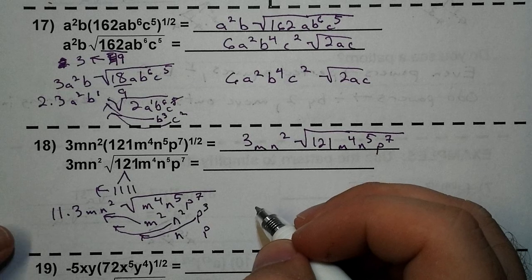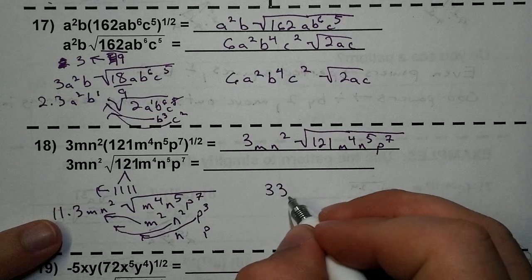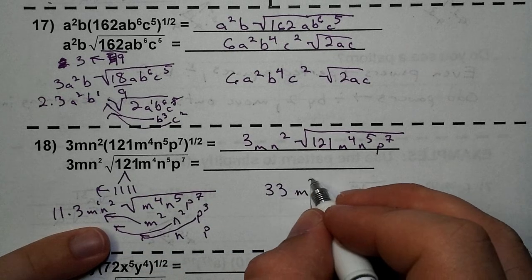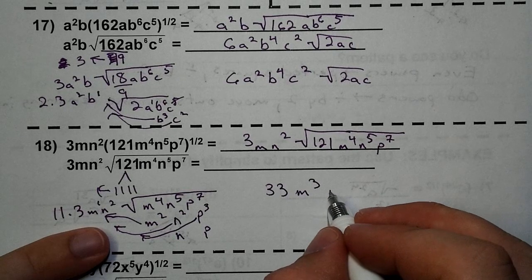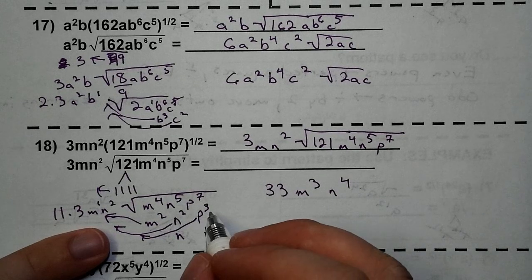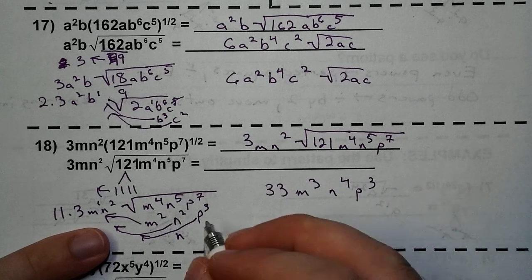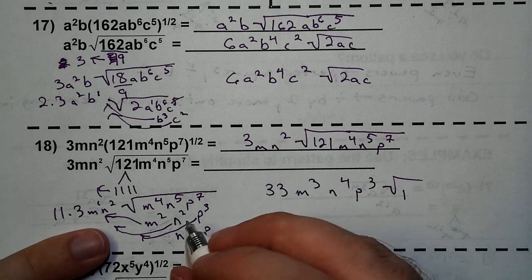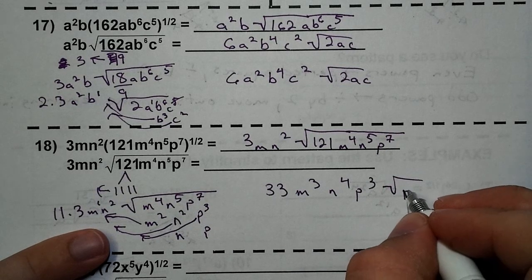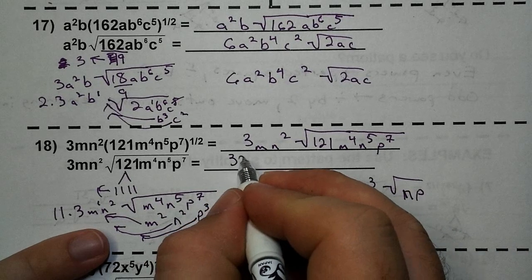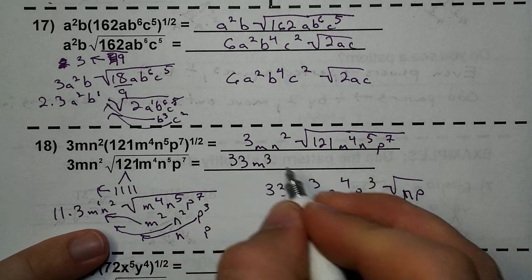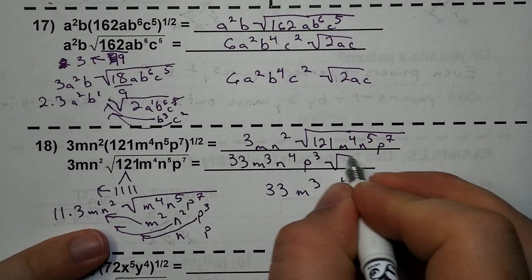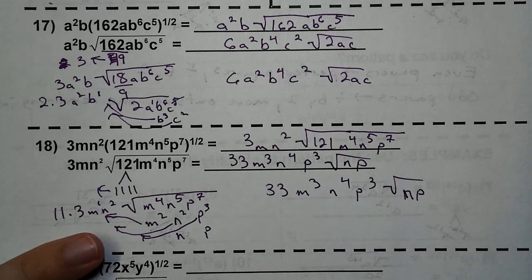So let's just put it all together. 11 times 3 is 33. I have an m to the 1st times m squared, so that's going to be m to the 3rd. n squared times n squared, so that's n to the fourth. And then p to the third times nothing is p to the third, and I have a p left over on the inside. I also have an n left over, so n p. So this becomes 33 m to the third, n to the fourth, p to the third, square root of np.